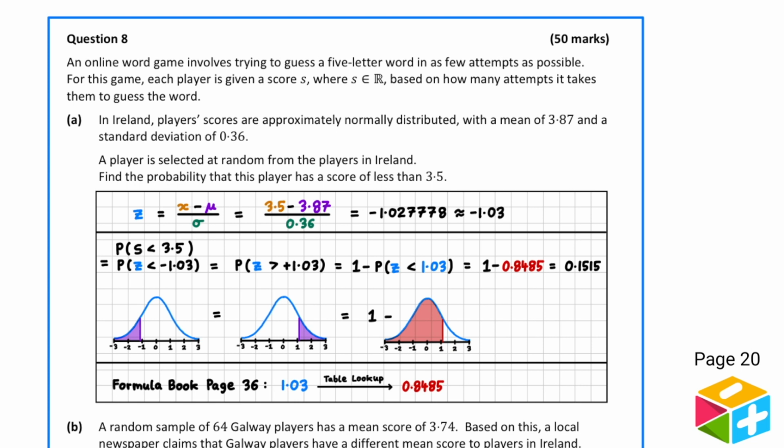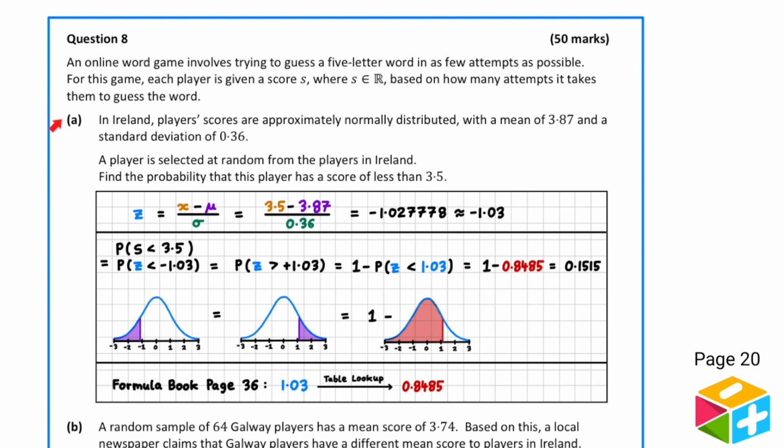Question 8 involves probability and statistics. We're told that an online word game involves trying to guess a 5-letter word in as few attempts as possible. In the game, each player is given a score based on how many attempts it takes them to guess the word.